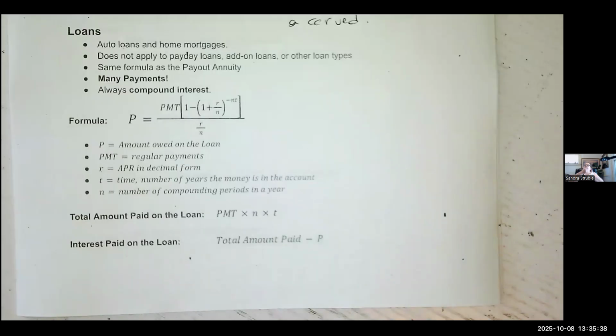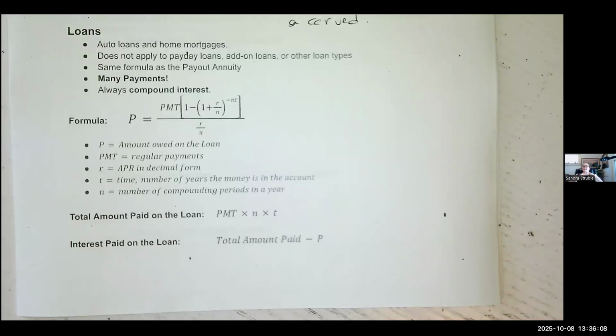So we're not pulling the money out like we did with the payout annuity. We're not putting money in like we've done for all of the savings pieces we've talked about. Now we're making payments to someone for something that they gave us in exchange for us promising to make this payment. Okay. We're going to use the same formula as we did for the payout annuities. It's always compound interest.